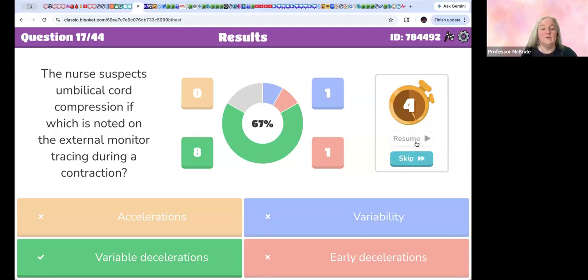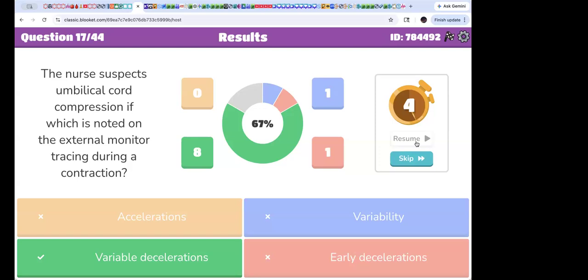What's the first thing we should do for this patient? So we're suspecting cord compression. Let's turn mom and try to get pressure off the cord.